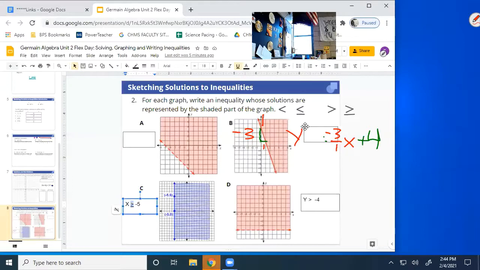So good, Claire. And why did you say or equal to? Because it has a solid line. Good. Awesome work. Okay, we're going to look at one more. This is an important question. I'm looking at this guy here. What form do you feel more comfortable writing this equation in?